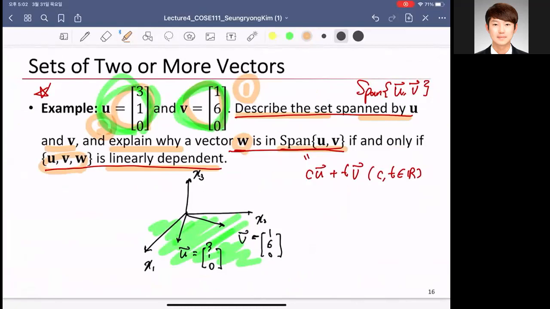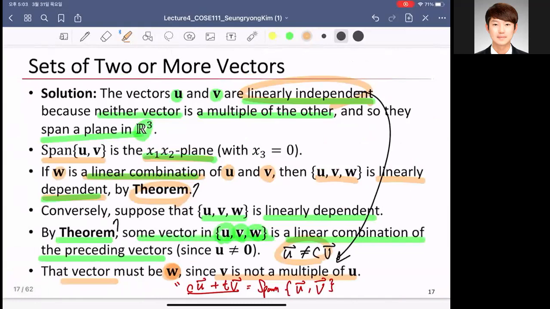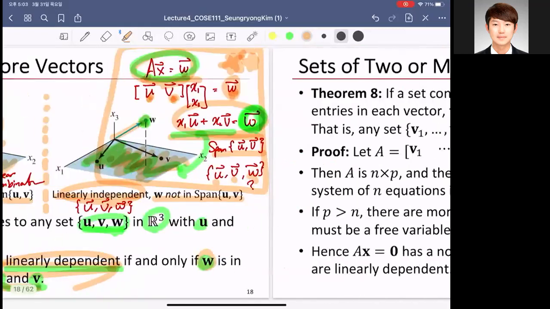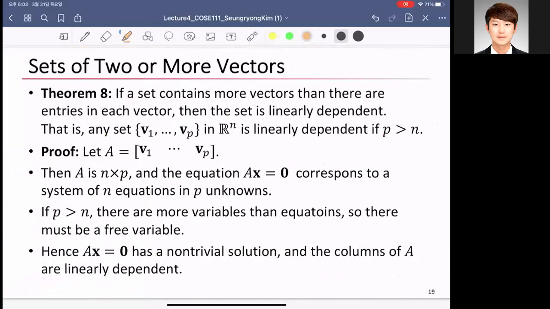We have a two-vector set, just two vectors, u and v. Describe the span of u and v, and explain why the vector w is in span{u, v} if and only if {u, v, w} is linearly dependent. Right? So if it is linearly dependent, w is in the span. We proved this through Theorem 7, like this.